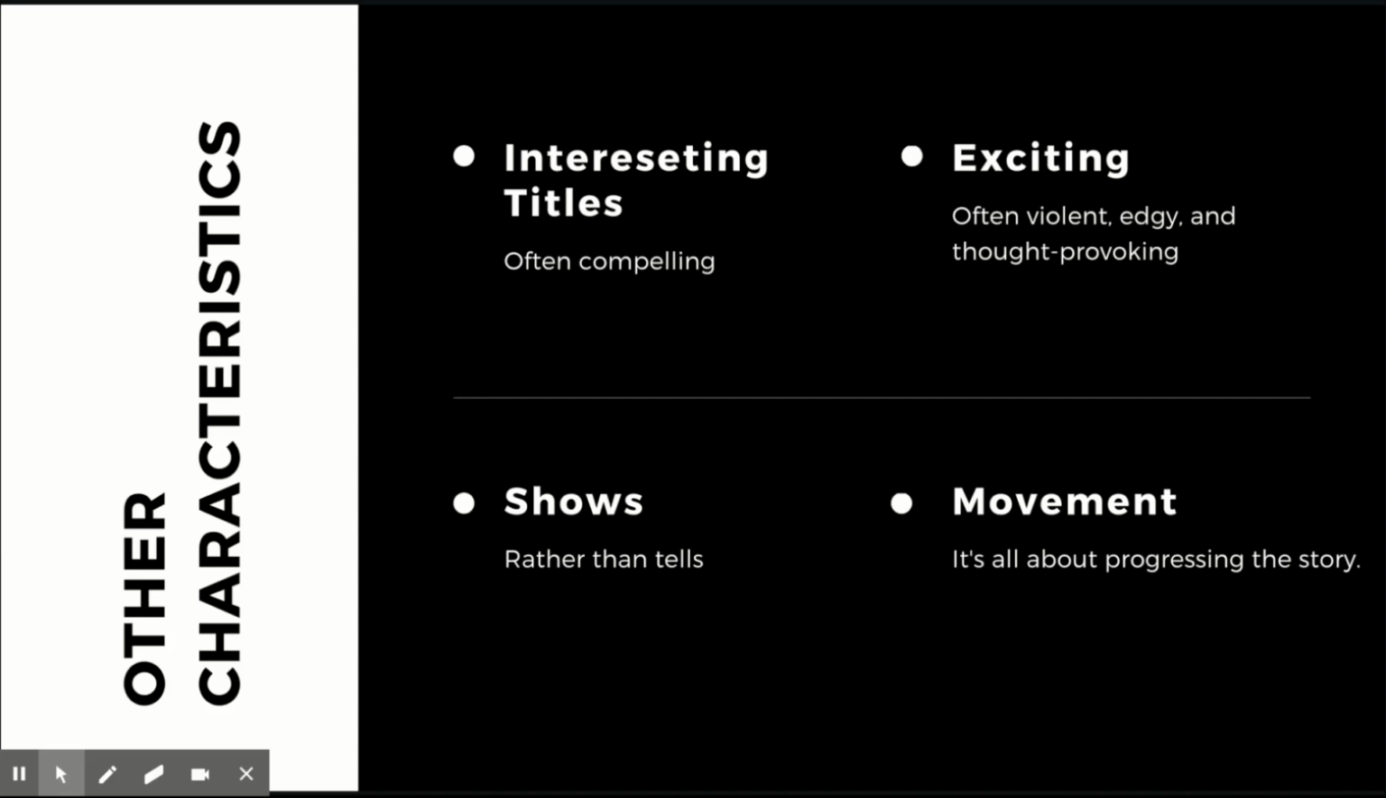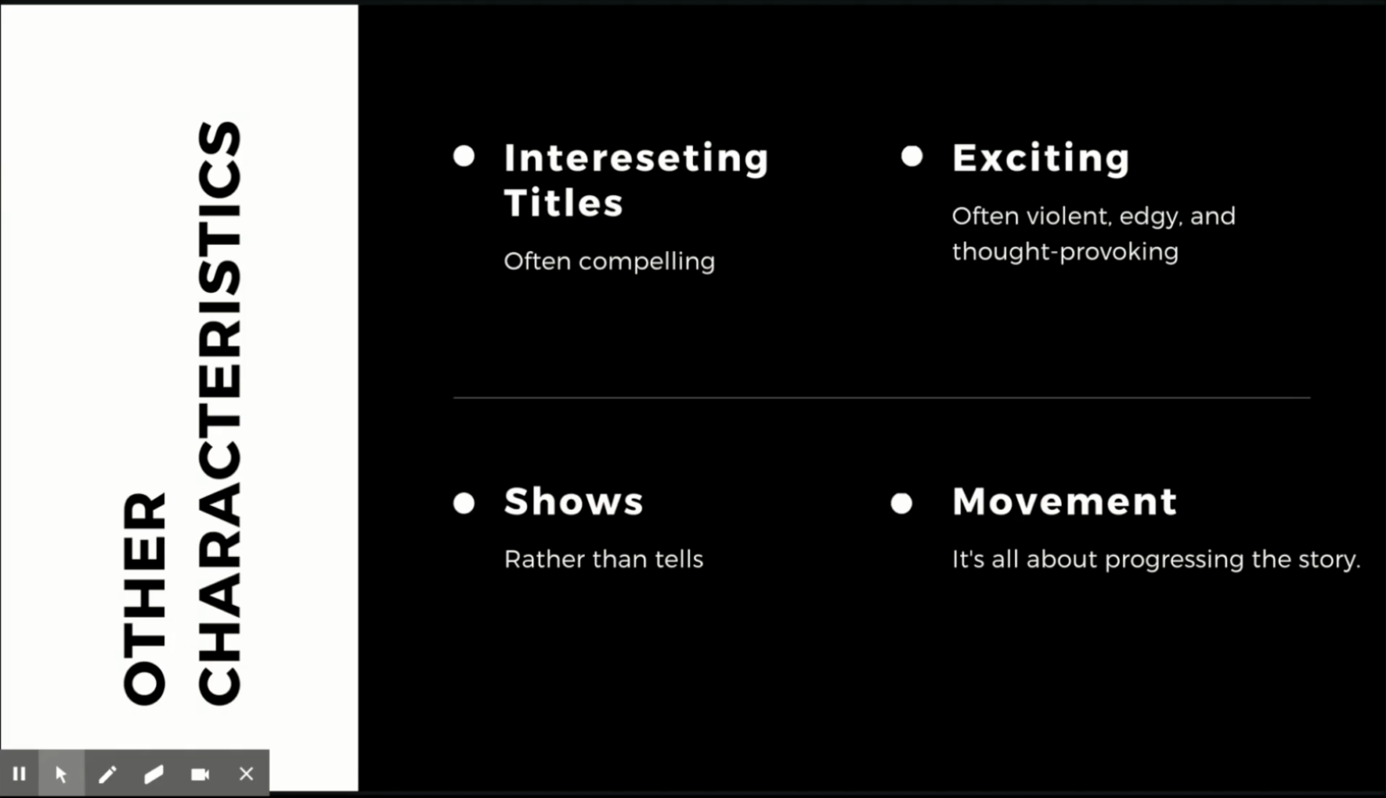Other characteristics are that they have interesting titles that are compelling. Sometimes the titles are longer than the stories themselves. Definitely flash fiction is exciting. It's not always about violence, but it often contains violence. It's edgy, it's thought-provoking, leaves us on edge or unsettled. They're definitely not always feel-good stories, but the whole thing is that it makes you think, which is always a good thing.